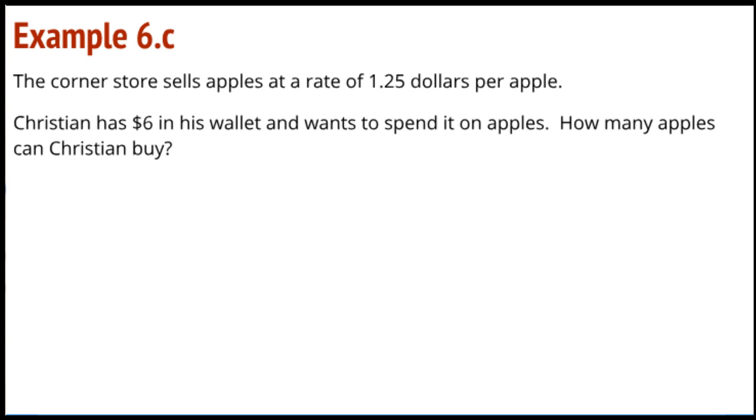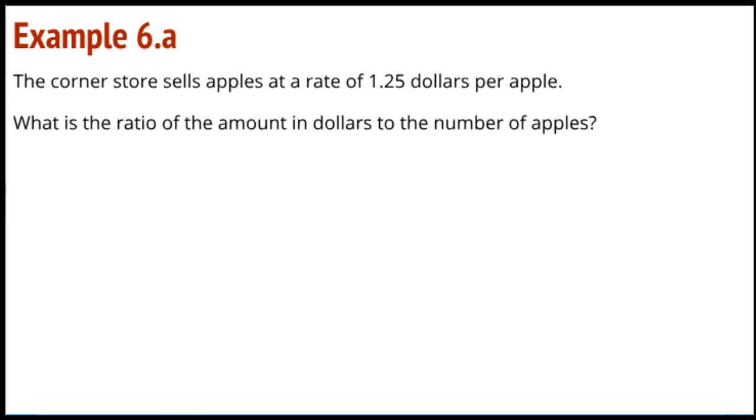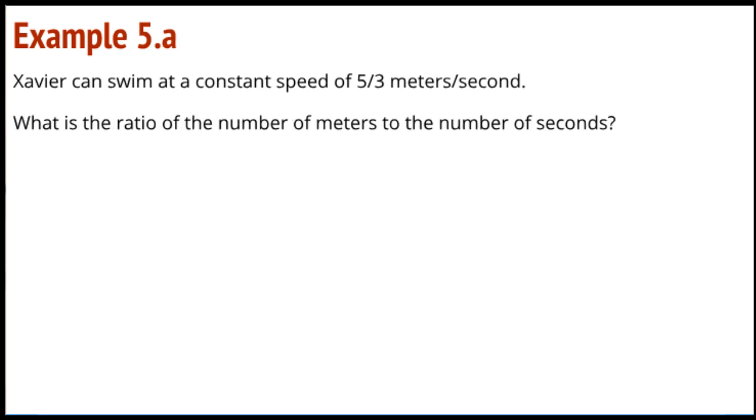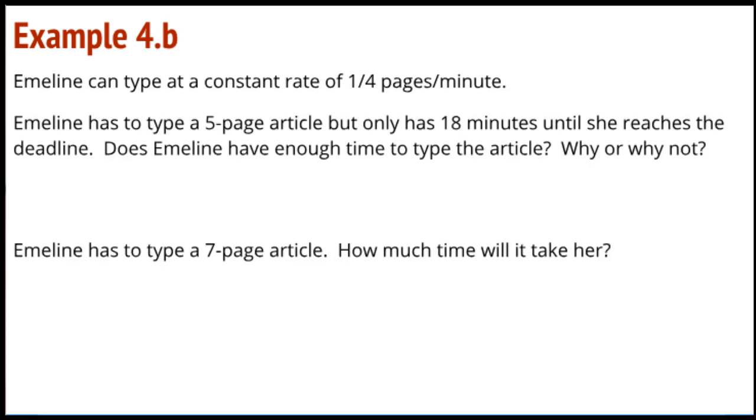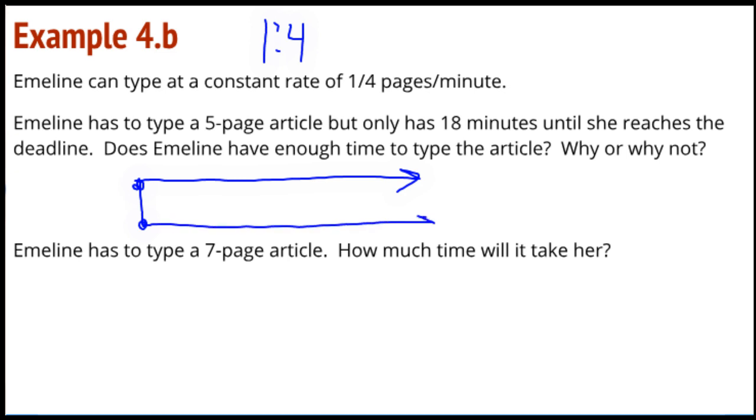Now I want to step back and look at a couple of these problems in a slightly different way. So I'd like to take a look at Emmeline here with her ratio of 1 to 4. And I would like to briefly look at how we could use a double number line on this problem. So I've got pages and I've got minutes. And she's got 0 pages at 0 minutes. And she's got 1 page at 4 minutes.